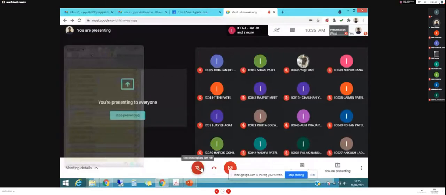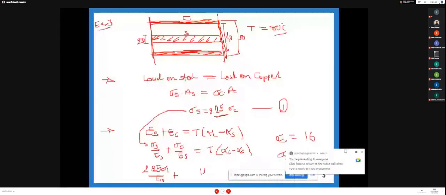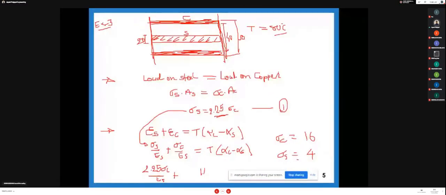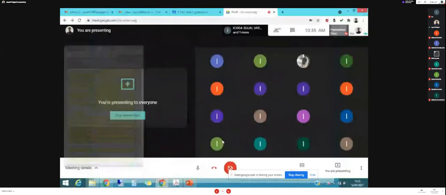Okay, so this is your answer, sigma C and sigma S. Okay, so that is very simple to equation. In the first case, your load will be same. This is the first equation, and second equation, that is a strain, steel plus copper is equal to T times your alpha difference. Okay, so this is the way you can just calculate your stress in mixed material.